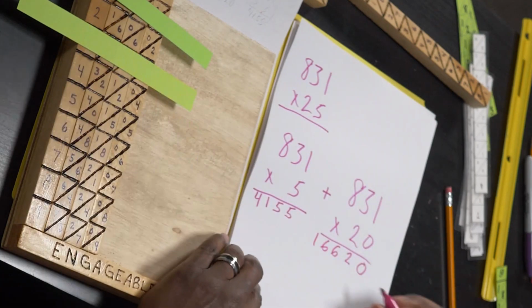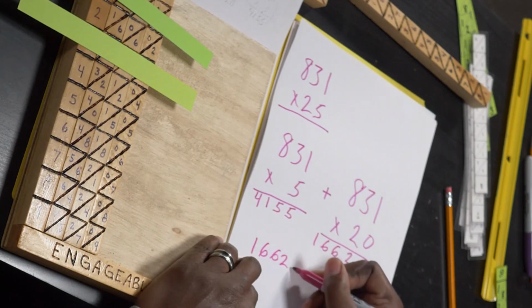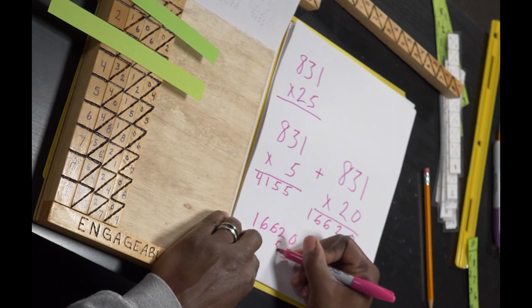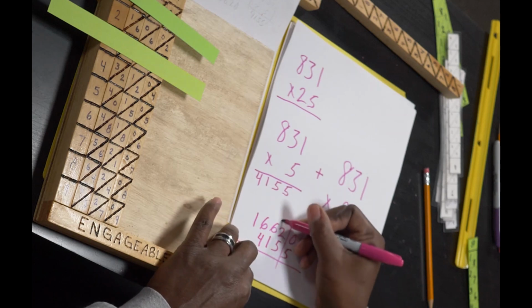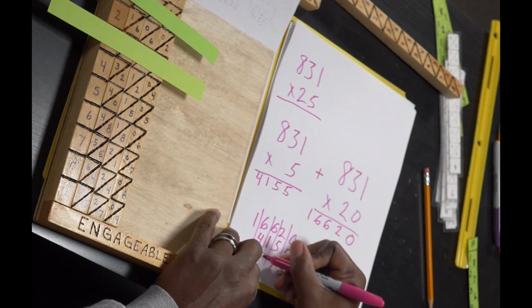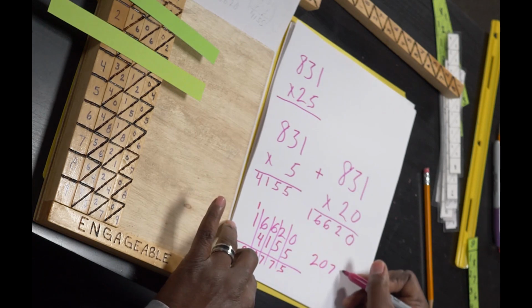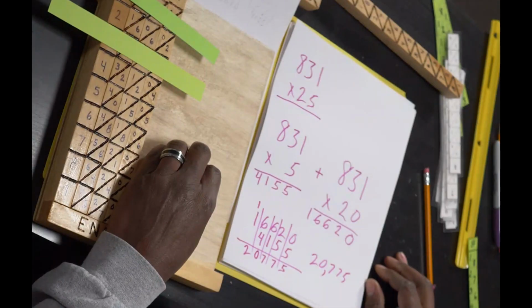Okay? So now all I have to do is take 16,620 and add that to 4,155. I like to show my places. Sometimes that's helpful. 5, 7, 7, 10. Regroup. Okay? So we have this 20,775 as the product of 831 times 25 on Napier's bones. There you have it. Simple. Thank you.